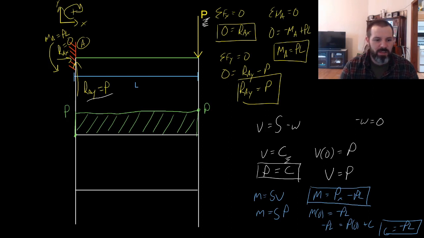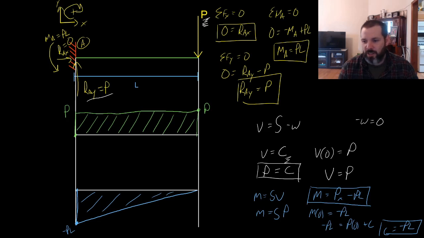What that will be is at 0, we'll have minus PL, and we'll go from 0 to minus PL, which constitutes a jump. And that jump is caused by this point moment going negative. So we go from 0 to minus PL. Px minus PL is the equation of a line. And if we put L in for x, we'll get PL minus PL, which is 0. So it's a line that goes from minus PL to 0.